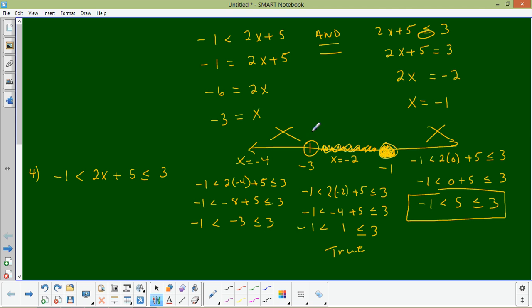So in the virtual tools here, you're either going to have the open circle chosen or you're going to have a parenthesis chosen. And then on the negative 1, you're either going to have the filled in circle chosen or you're going to have the square bracket chosen. And then you're just going to use the draw tool to shade between those regions.